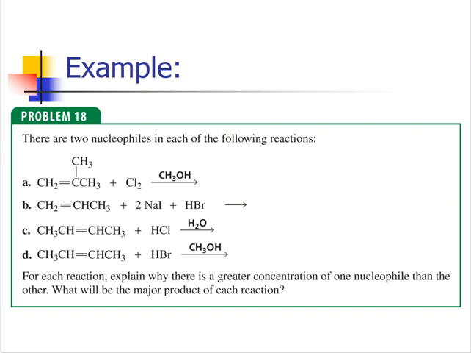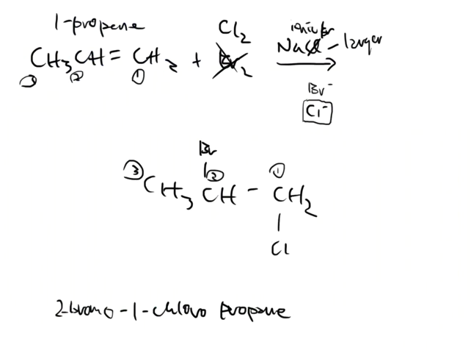And we'll do part A first. It says there are 2 nucleophiles in each of the following reactions. For each reaction, explain why there's a greater concentration of one nucleophile than the other, and what would be the major product. All right, so if I look at A, well, we do the same thing here, all right? And I'm just going to flip this to a clean screen so we can look at these one at a time, and I'm not scrunched up as far as space goes.